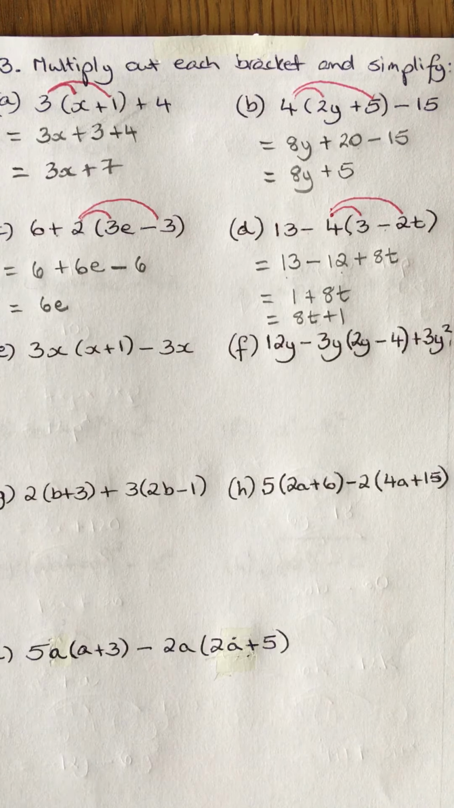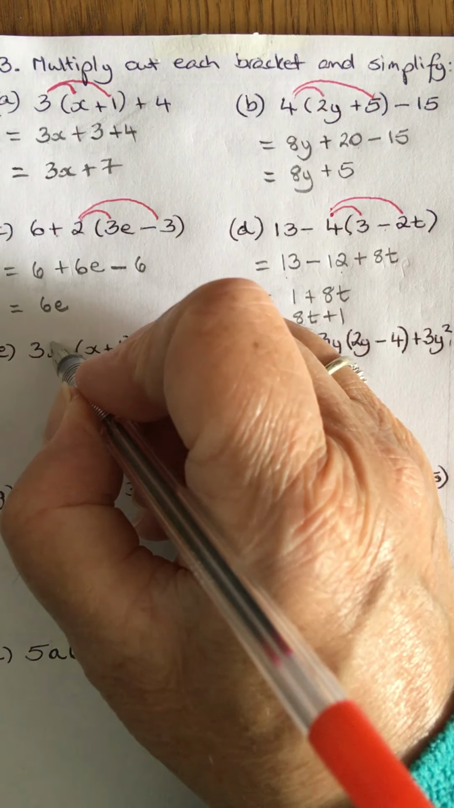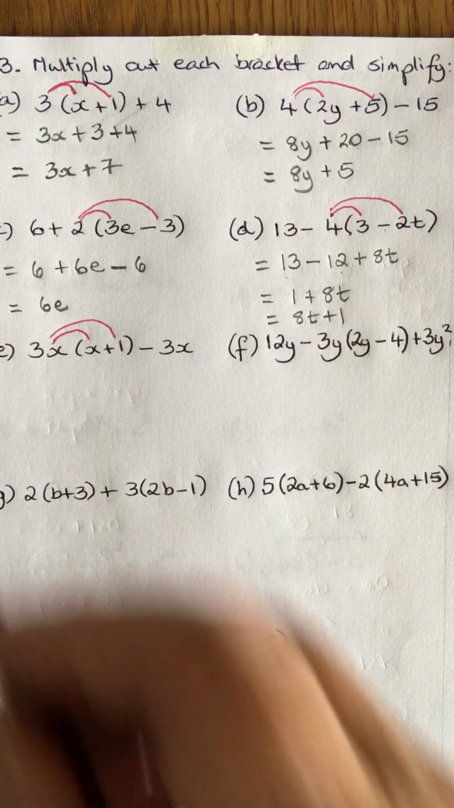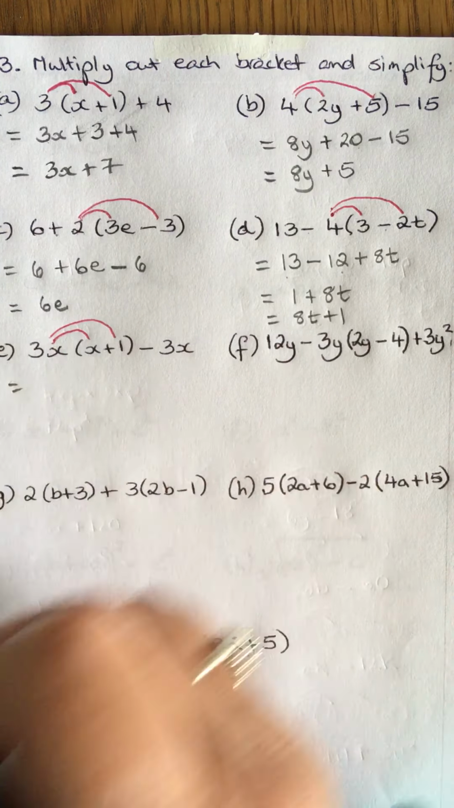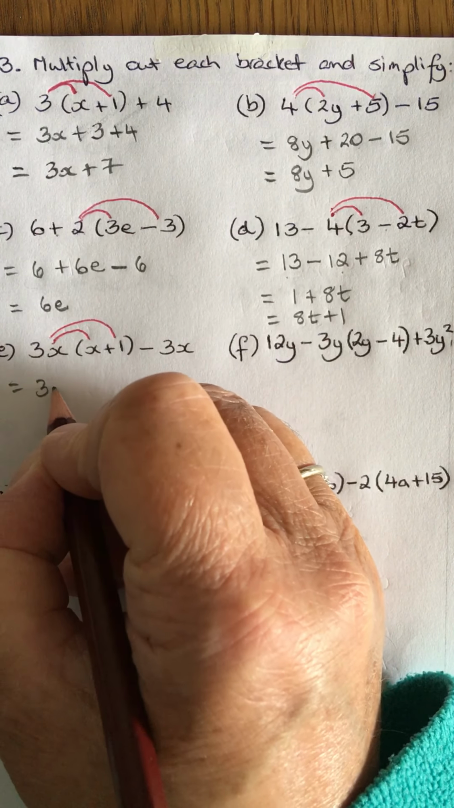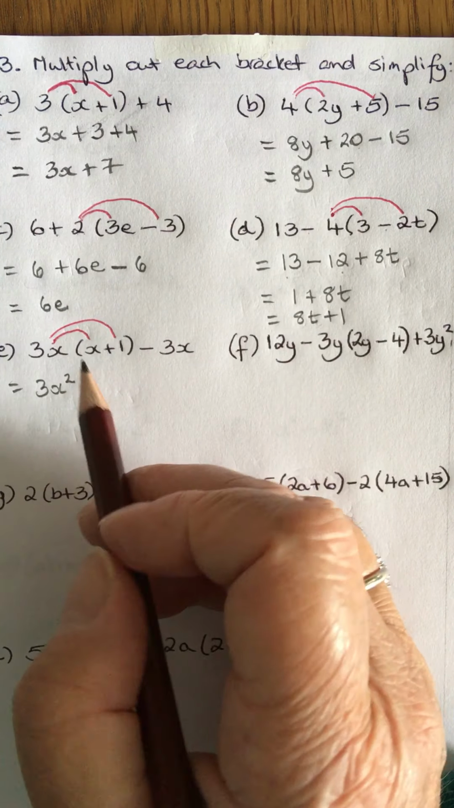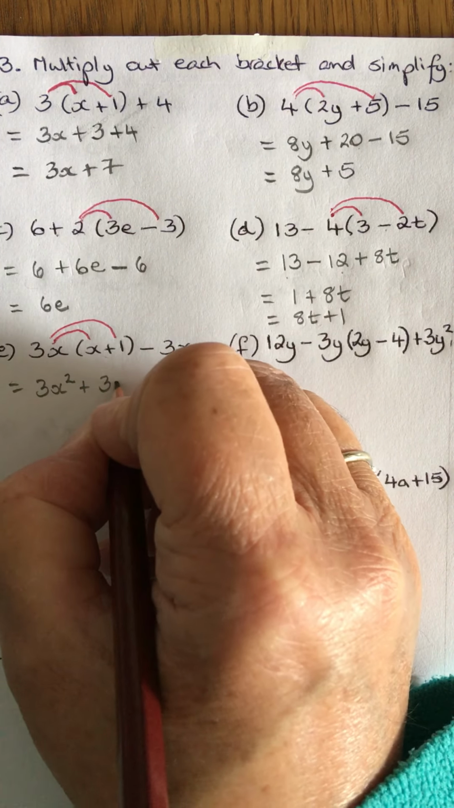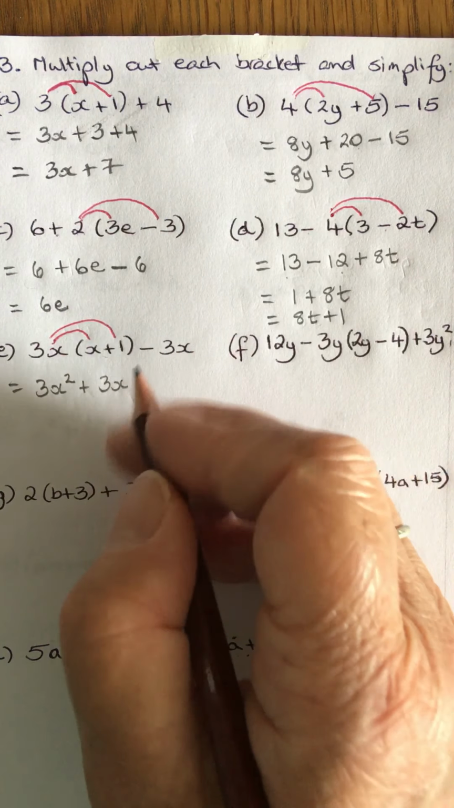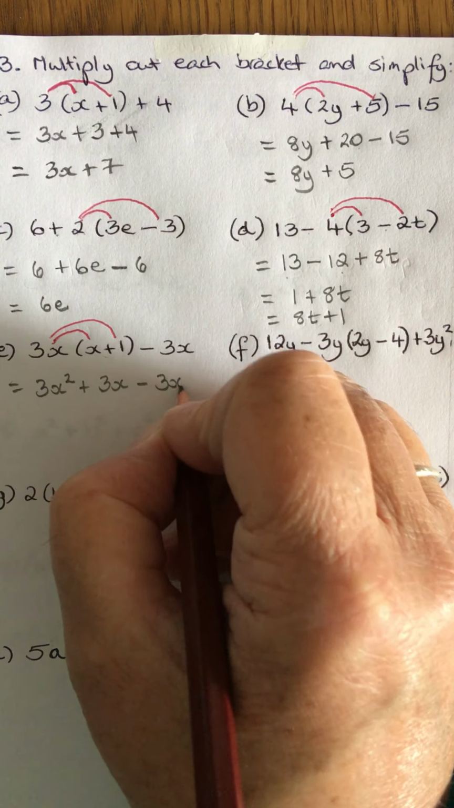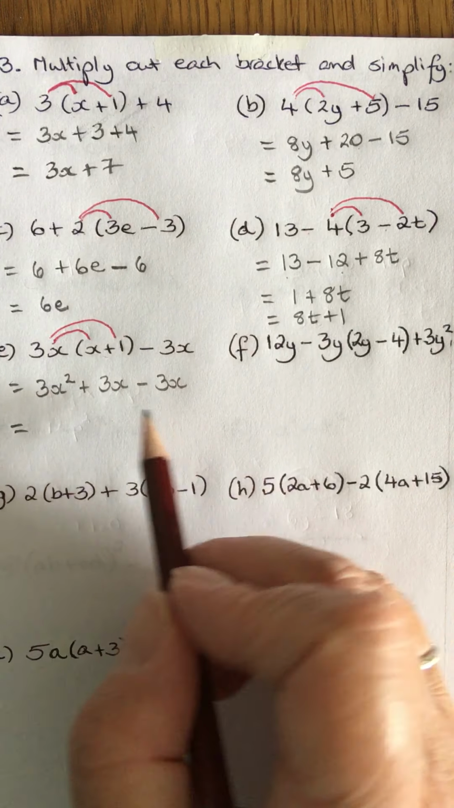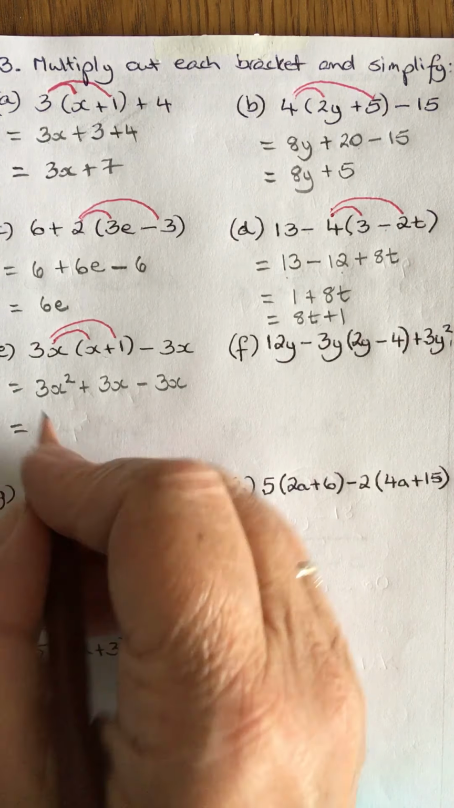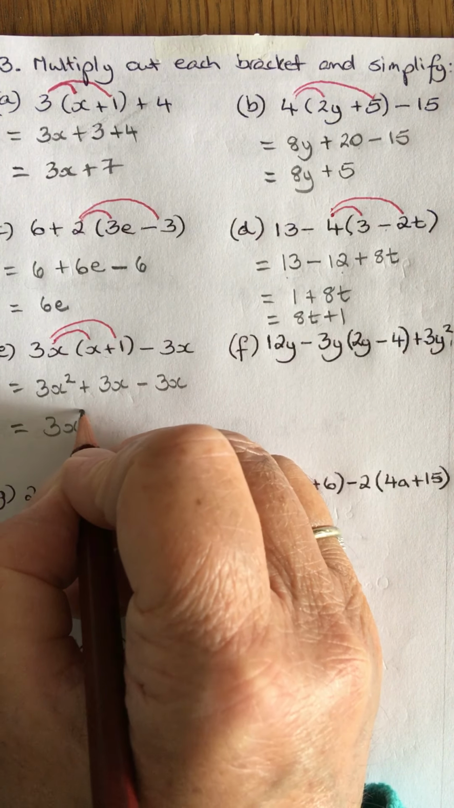Right, next one, we're not just multiplying by a number, but we're multiplying by 3x. So 3x times the x gives 3x squared. We then get 3x times a positive 1, so it's plus 3x. This is not in the bracket, so that's just minus 3x on the end. So if we tidy it up, we've got a positive 3x, take away 3x, which is 0. So we're just left with 3x squared.